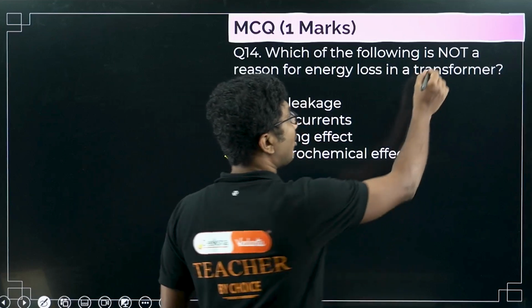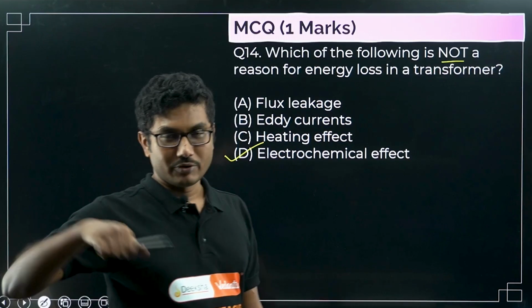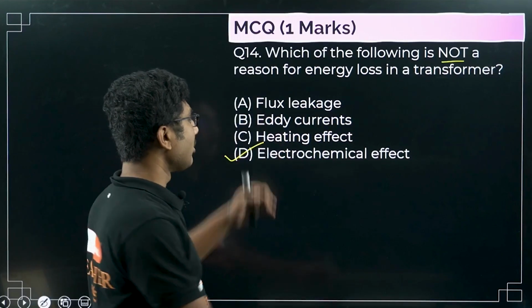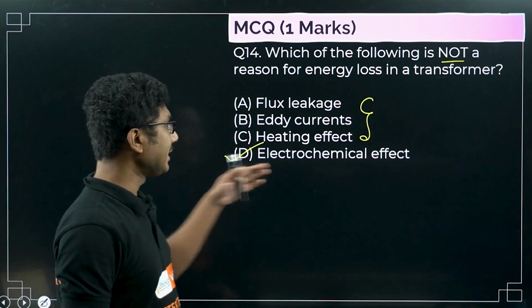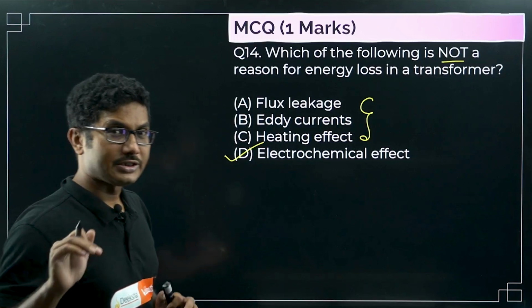So be careful, it says not a reason. They have said not a reason, which means you have to identify the wrong answer, whatever is not fitting the given condition. All three of the other options are actually responsible for energy loss in a transformer, but the electrochemical effect is not responsible for any energy loss in a transformer.